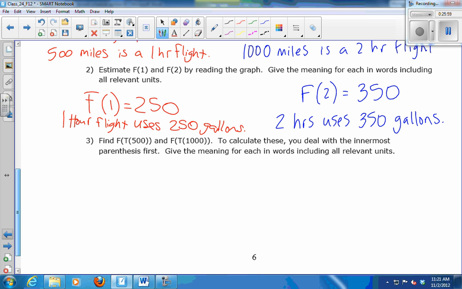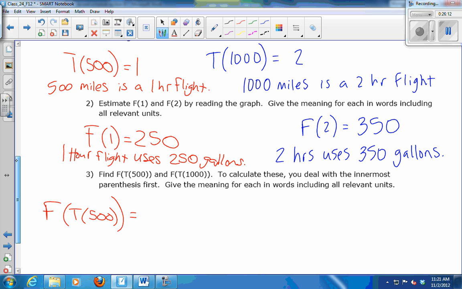Okay, so let's look at the compositions. F of T of 500. Well, we know what T of 500 is. We did that in the first problem, right? T of 500 is 1. So I can replace this T of 500 with a 1 because they're equal. So this really is F of 1. And I know what F of 1 is because I did that in the first problem, which is 250.